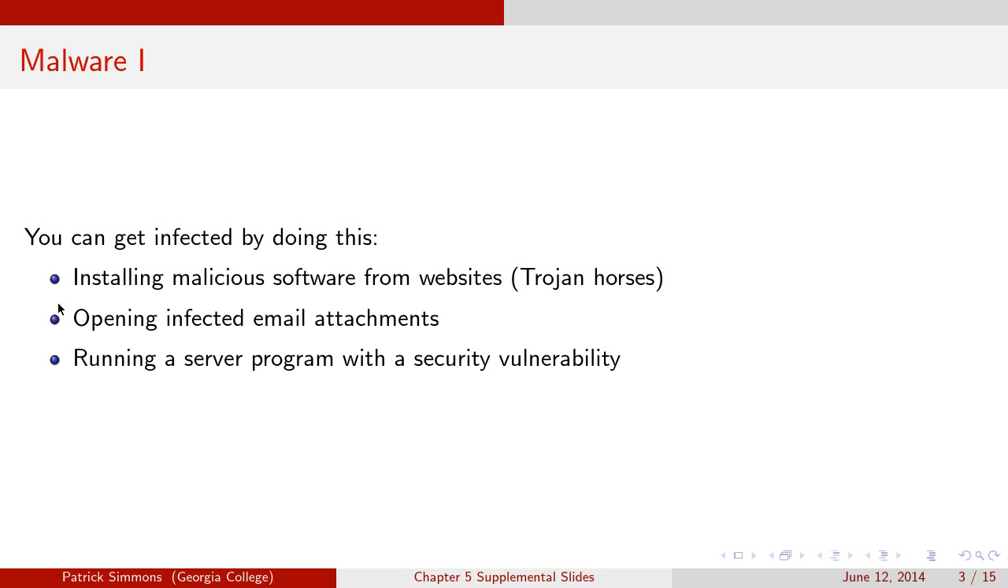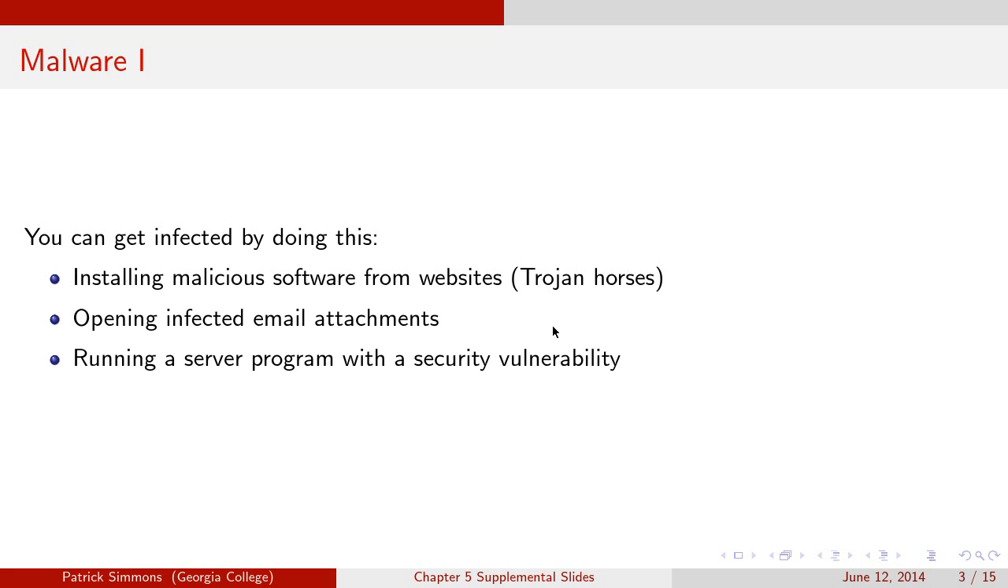Second way that people often get infected with malware is opening infected email attachments. So that means you get an email, spam email, and you click on the attachment and open it in Microsoft Word, and it has a Word macro or something in it that goes and installs some malicious software in your computer and makes it part of a botnet of some kind, probably sending more spam email to other people. The way to avoid doing that is don't open email attachments from someone you don't trust.